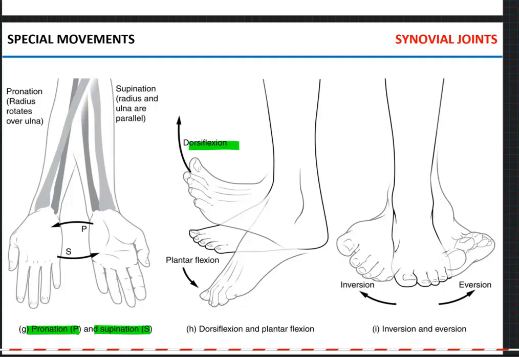So dorsiflexion is applied exclusively to your feet. When you walk on your heels, your ankle is in dorsiflexion. When you walk on your toes, it's in plantar flexion. Okay? When you walk on the lateral edge of your foot, it's inversion. When you walk on the medial, it's eversion. Okay?